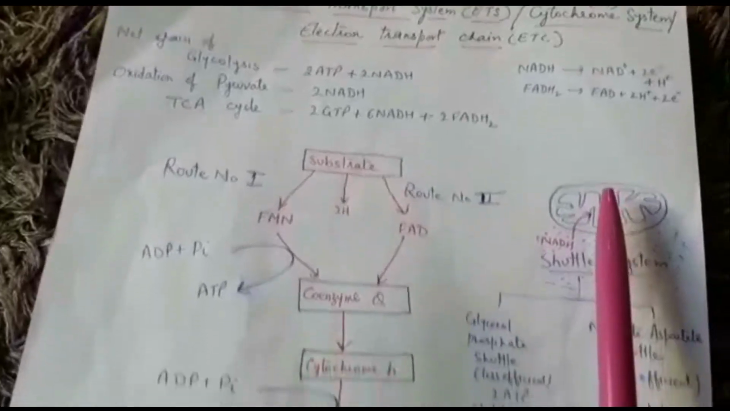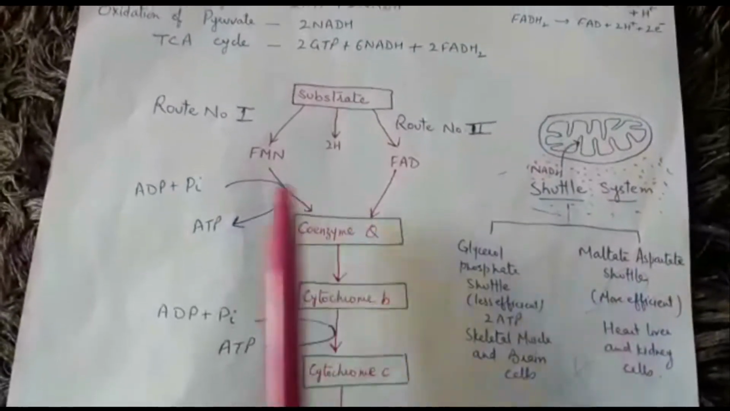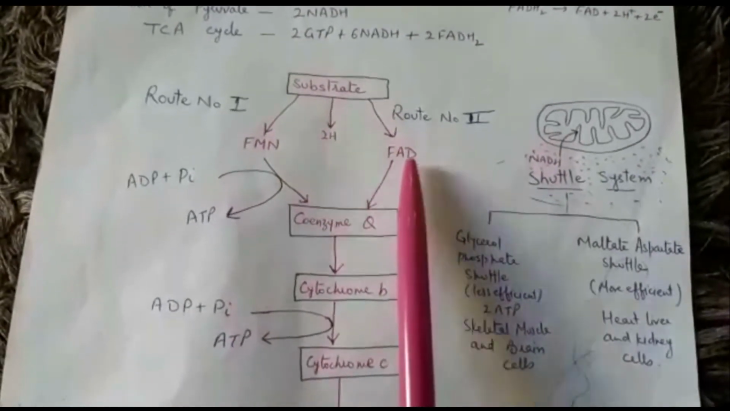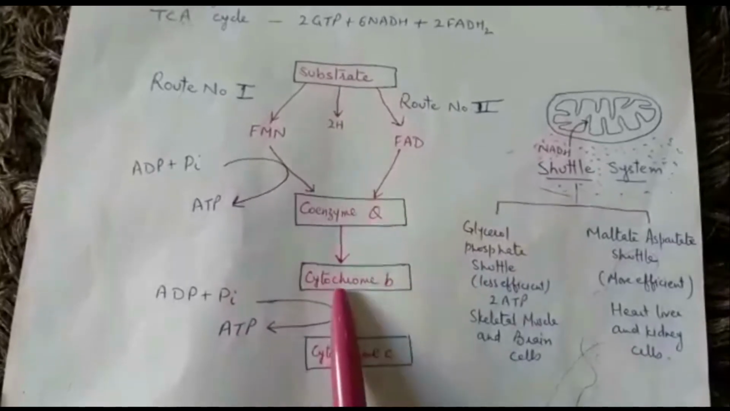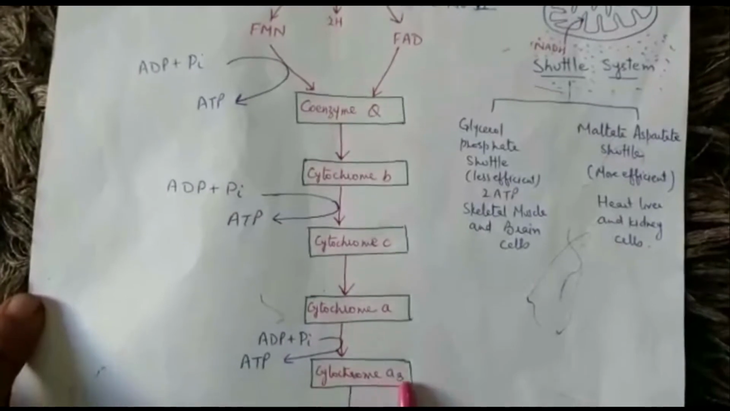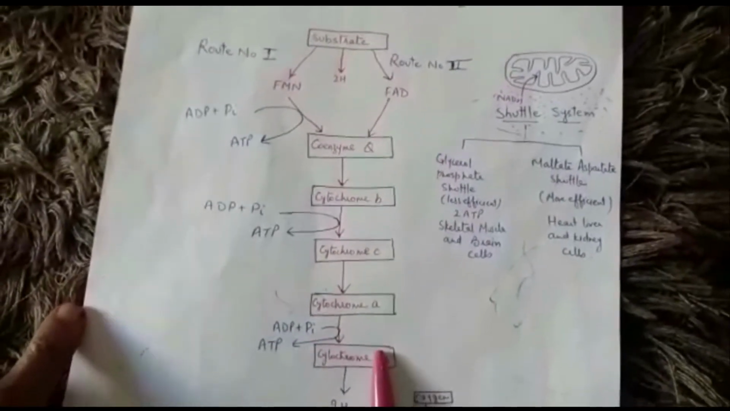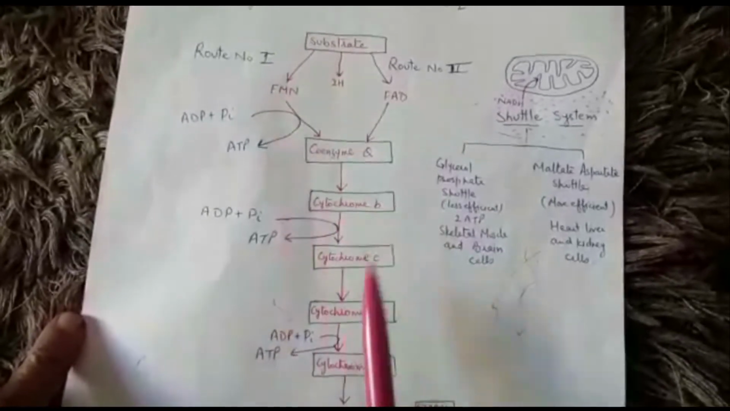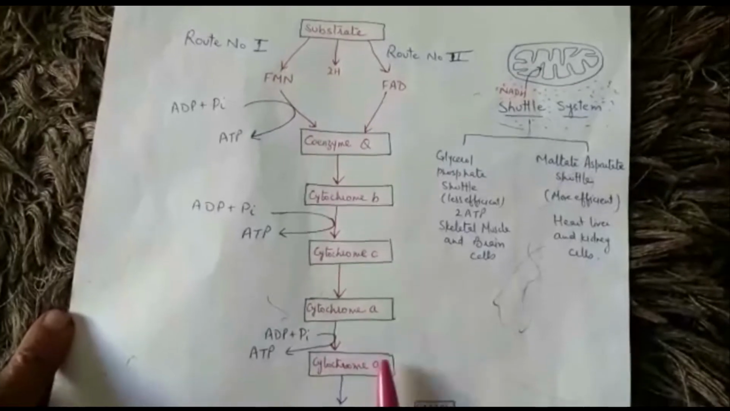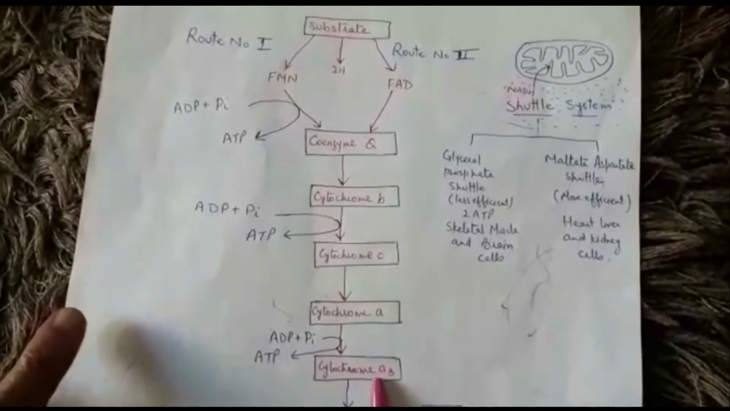This electron transport system has basically 7 important components. These are flavin mononucleotide, flavin adenine dinucleotide, coenzyme Q, cytochrome B, cytochrome C, cytochrome A, cytochrome A3. They are arranged in a highly ordered manner on the inner membrane of mitochondria. This is the arrangement of these 7 units. It has many other components also, but their exact location is unknown. But these 7 components are very important.